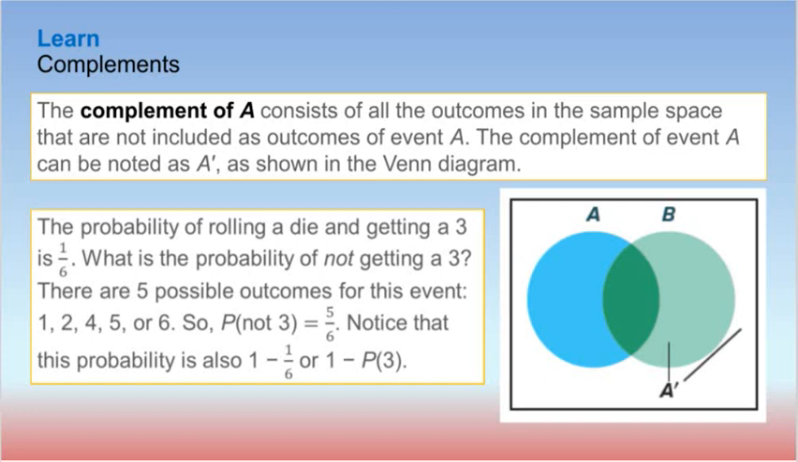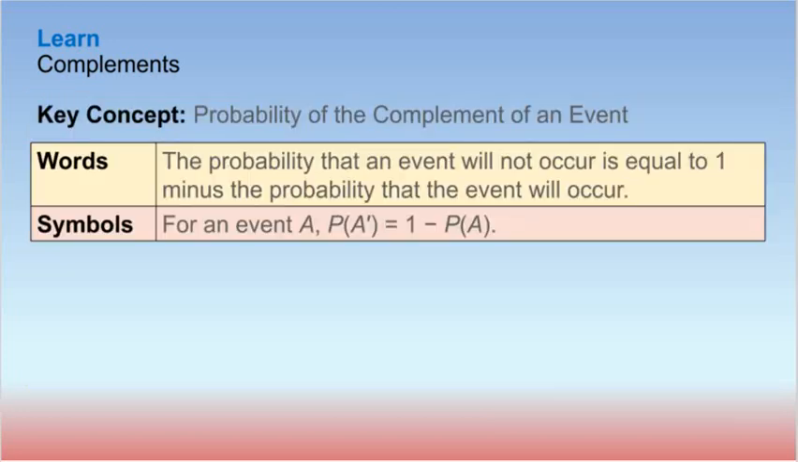Notice that this probability is also 1 minus the probability of getting a 3. So 1 minus 1/6 is 5/6. So when you think of the complement, think of not getting something. So our formula would just be 1 minus the probability of getting that specific event.